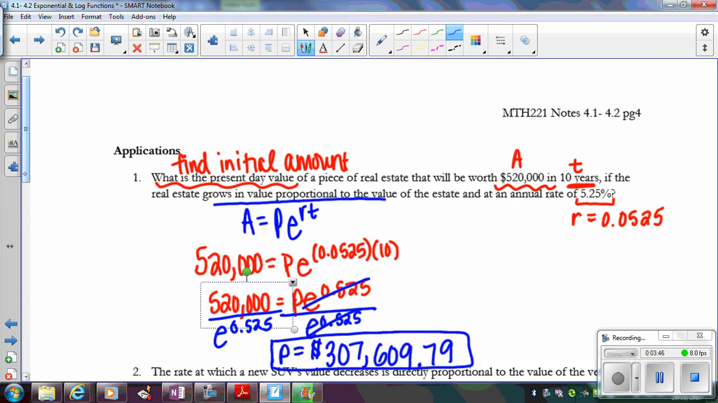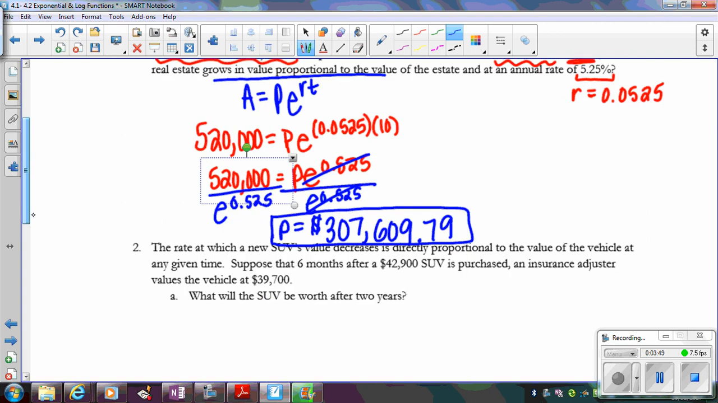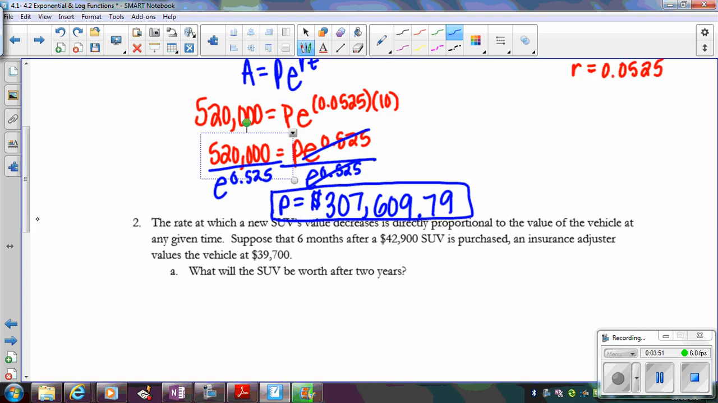Then let's look at some other examples where it's similar but the solving part's a little bit different. The rate at which a new SUV's value decreases is directly proportional. Again, as soon as I see proportional, so value is decreasing proportional to the value, that indicates to use that PERT formula. Then we start looking at the rest of it.